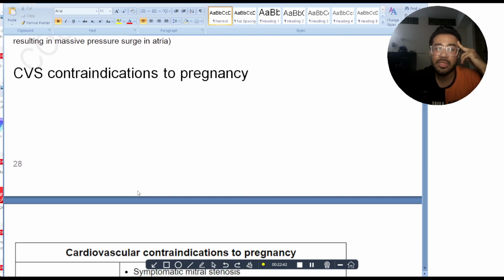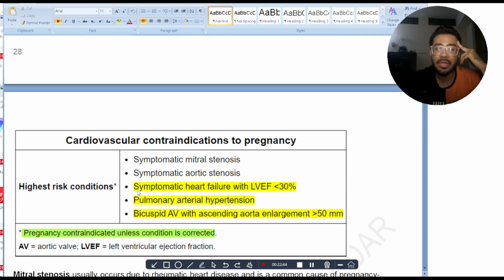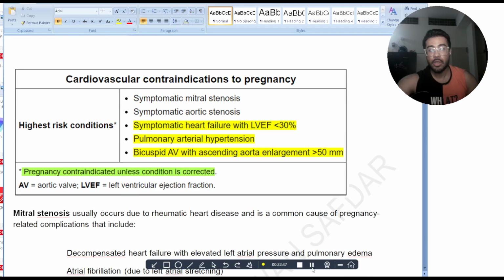So let's start with the CVS contraindications to pregnancy. So the complications that are really high risk when it comes to pregnancy are if a patient has stenosis of any kind, mitral stenosis, aortic stenosis, and it is causing symptoms, it's an absolute contraindication to pregnancy. Aortic regurg is not a contraindication. Mitral regurg is also not a contraindication. The stenosis is a bigger problem.